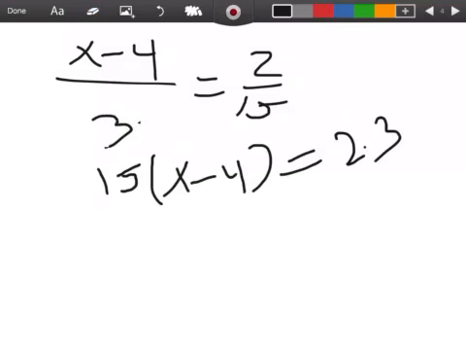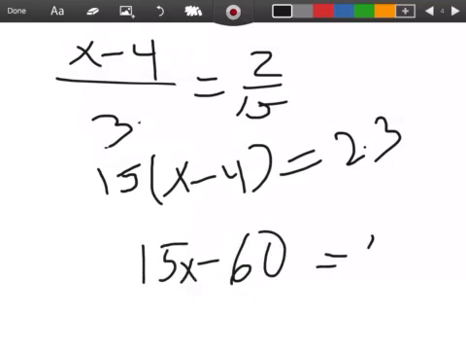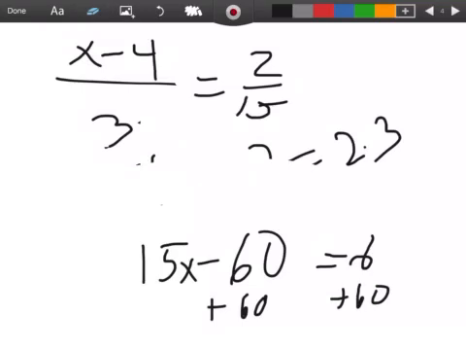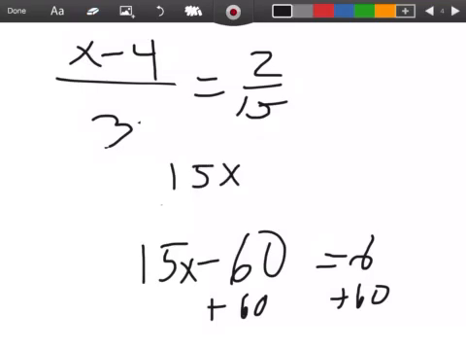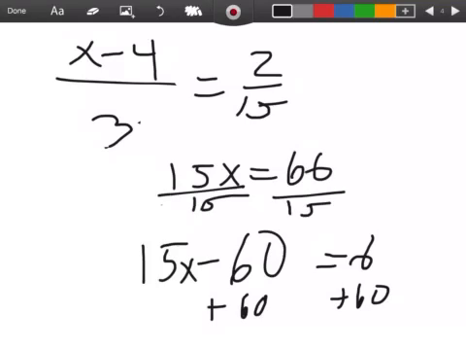So 15x minus 60 equals 6. Now you add 60. Let's erase all of this extra. And you get 15x equals 66. Divide 15 on both sides, and you get x equals 22 over 5.